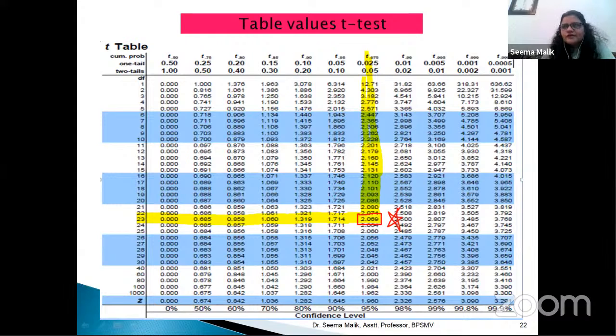So what is the degree of freedom? I have 24 respondents in my file. The degree of freedom is 24 minus 1, that is 23. I'm pointing out here 23, and then I go to the 5% level of significance, that is 0.05. So the table value of t at 0.05 level of significance with degree of freedom 23 is 2.069.